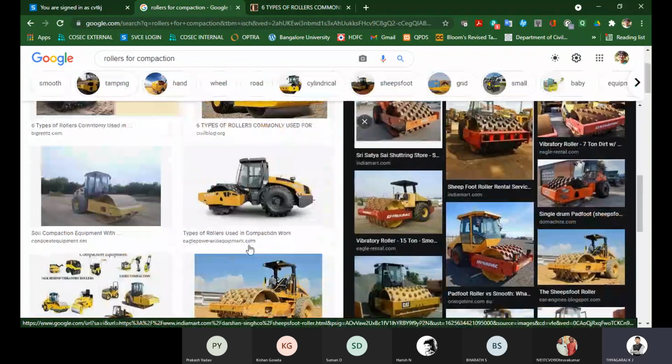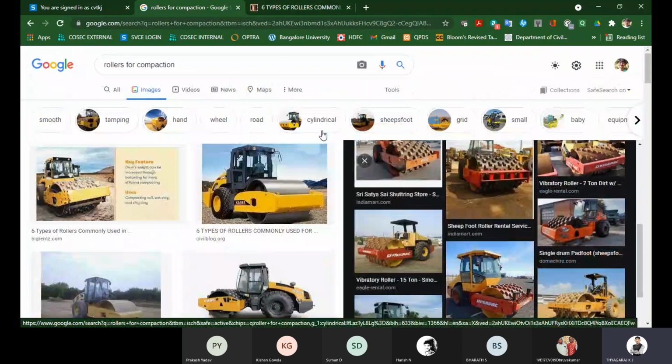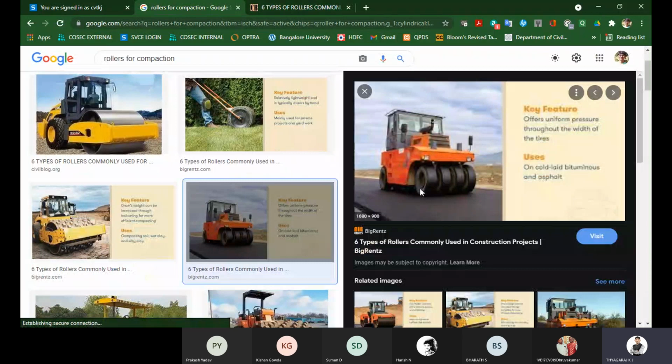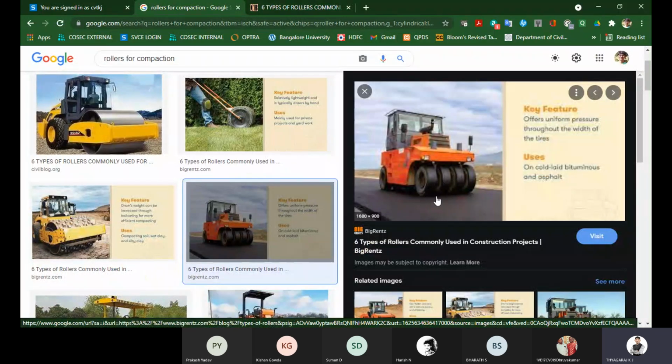So I will show the pneumatic rollers. Wait a minute. This is the pneumatic roller, which is used for the final finishing of the bituminous layer. We will be using these pneumatic rollers. So remember.